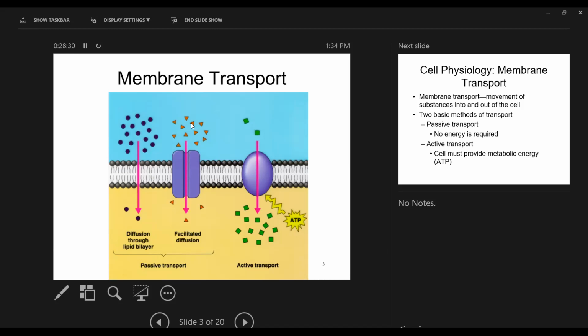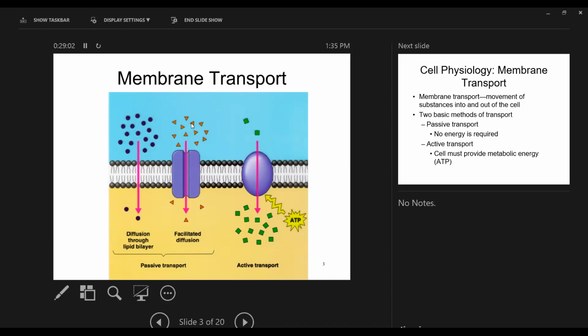All orange triangles come over here. Here's your opening. And we go through that special channel, and only orange triangles can go through there. Purple circles can't go through. Green squares can't go through. Only orange triangles. That's a special channel there. In many cases, we call it a carrier protein. It's usually a tube through the membrane made out of protein.